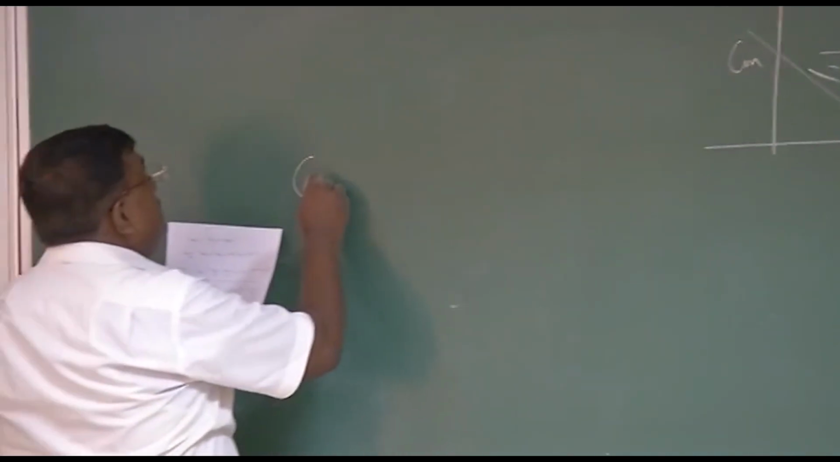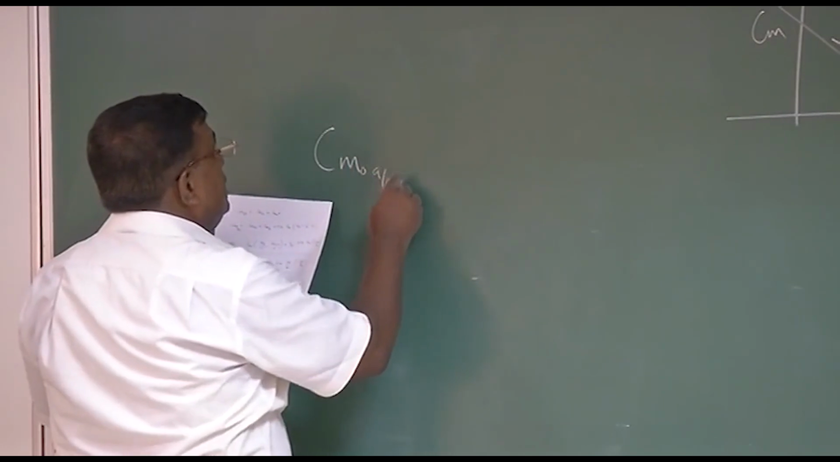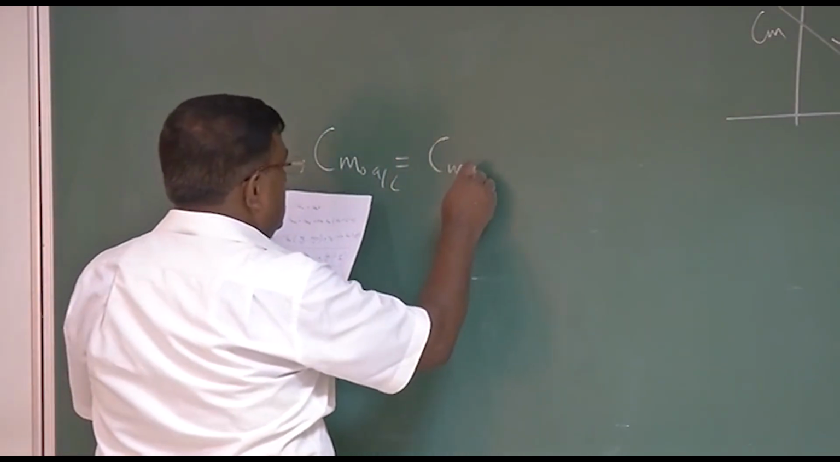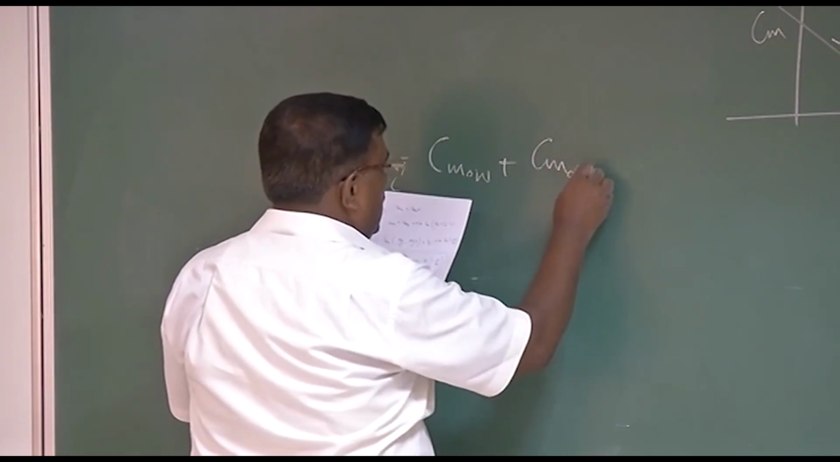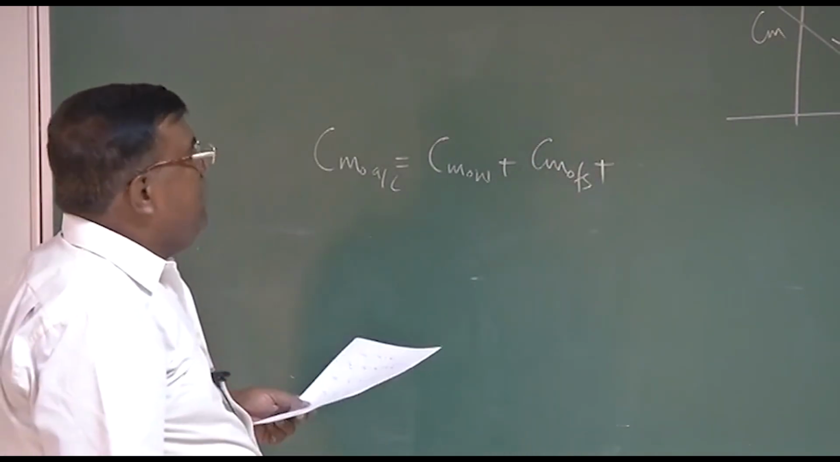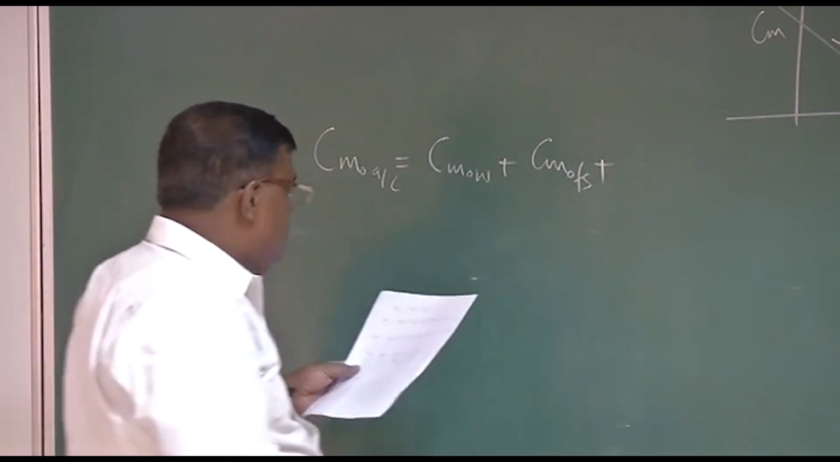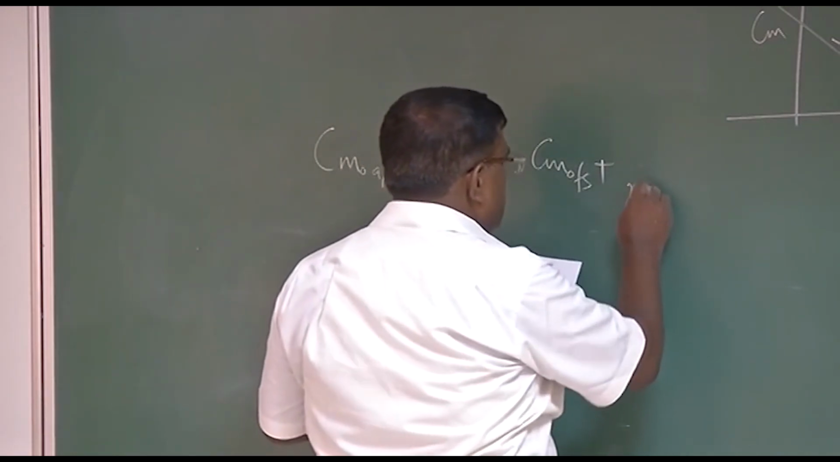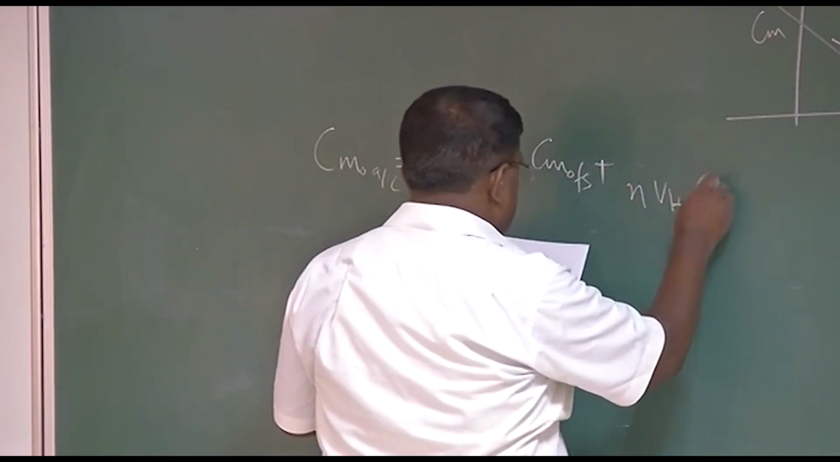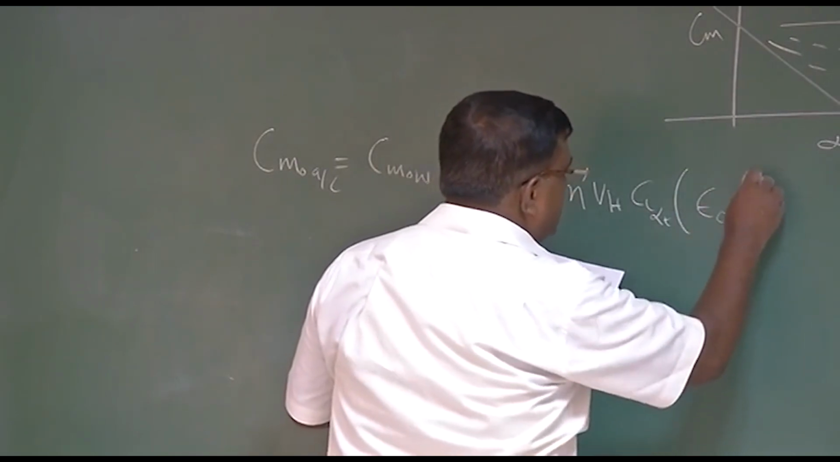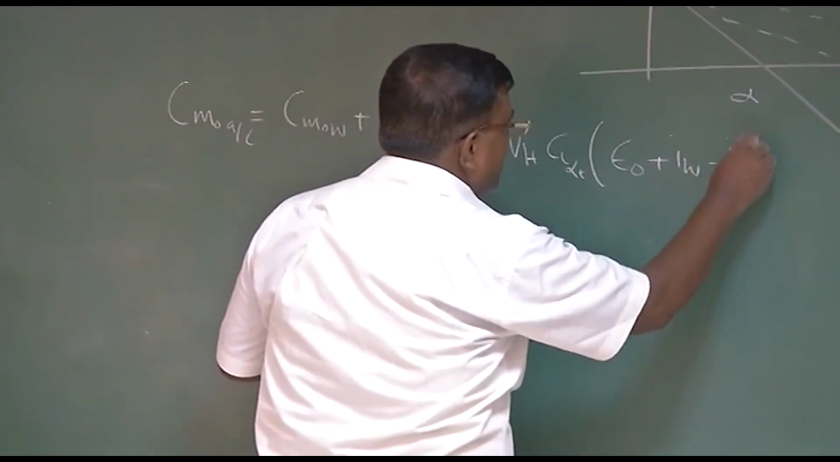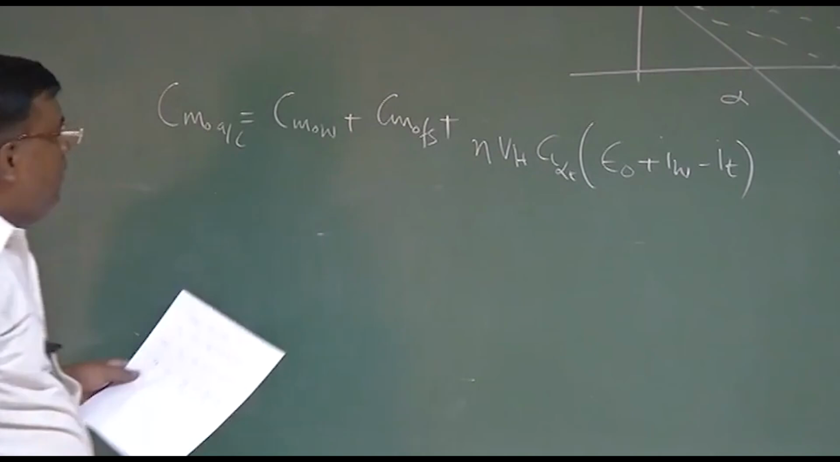See, we know now Cm naught of the aircraft as Cm naught because of wing plus Cm naught of fuselage, which we have not derived any expression for, that smaller value. Then eta VH CL alpha tail into epsilon naught plus IW minus IT. This is the Cm naught of the aircraft.